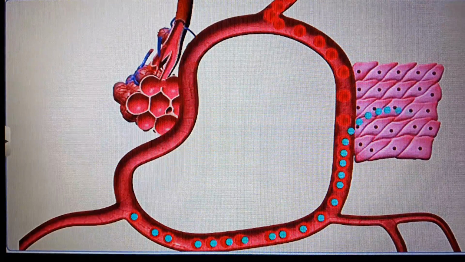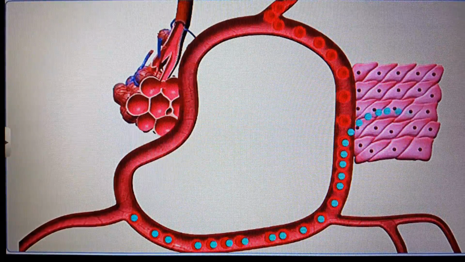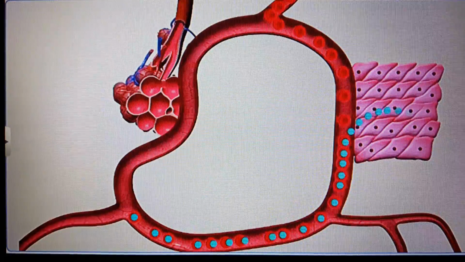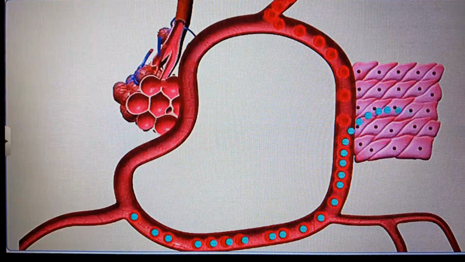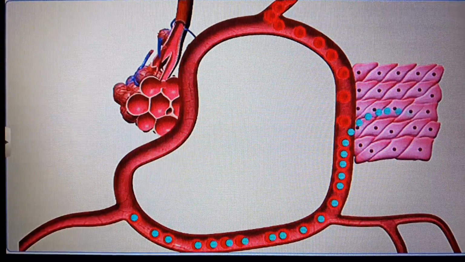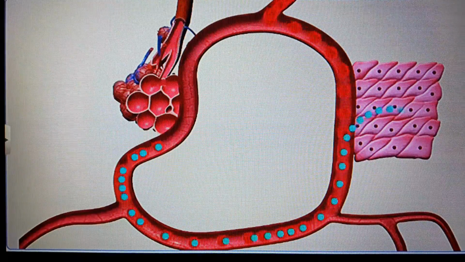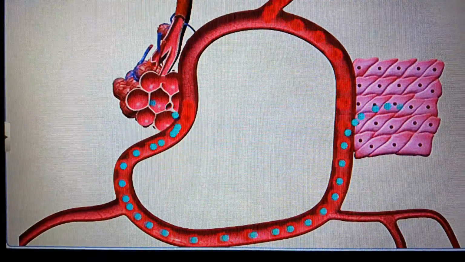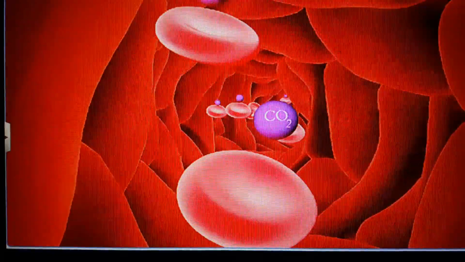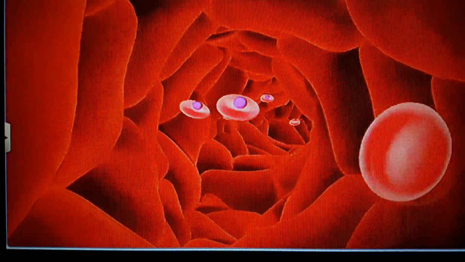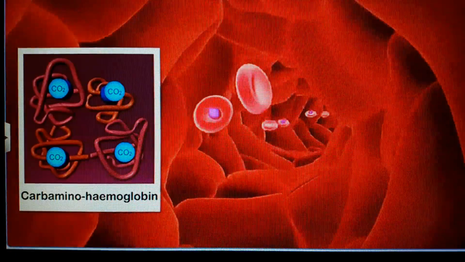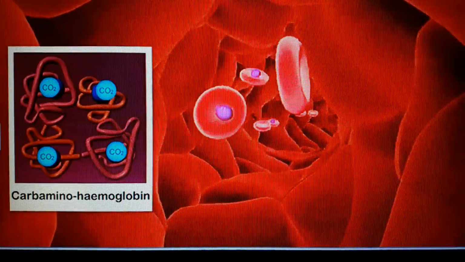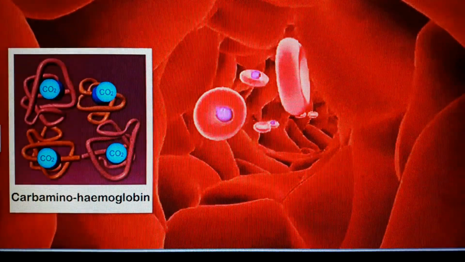Just bringing you a new video, a very interesting video, on the transport of carbon dioxide. So let's understand how the transport of carbon dioxide takes place. Just look at the figure: these carbon dioxide molecules are transported through hemoglobin.